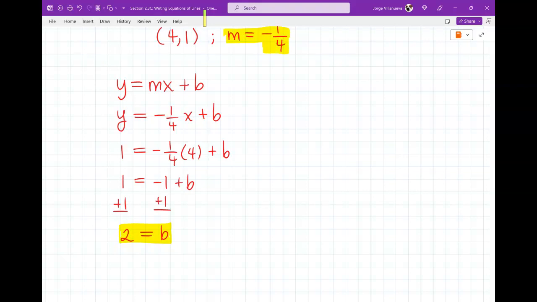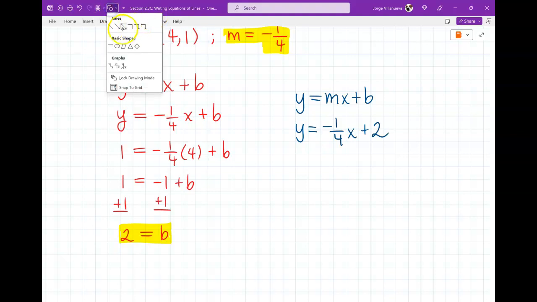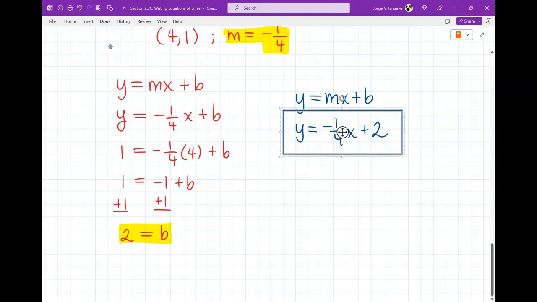And now that I know m and b, I can write my equation. So I'm going to change the color here on purpose. y equals mx plus b. m is negative 1/4 and b is a positive 2. And that's my solution. Okay, there's my answer.